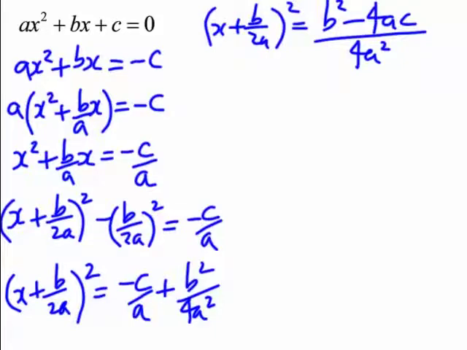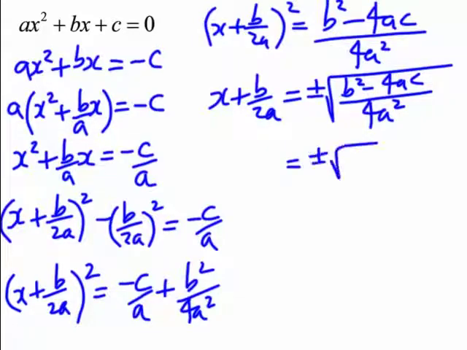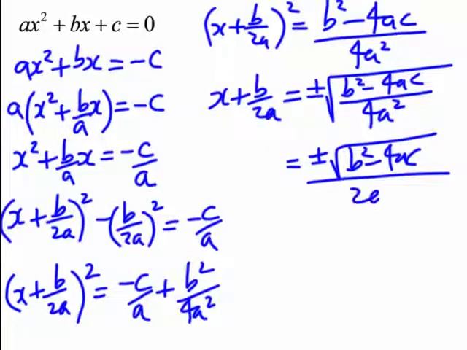Then we take the square root of both sides, so we end up getting x plus b on 2a is equal to plus or minus the square root of b squared minus 4ac over 4a squared. Now, I can use one of the surd laws, which says the square root of a over b is equal to the square root of a over the square root of b, which means I can break that up into plus or minus the square root of b squared minus 4ac, all over 2a. That's the x plus b on 2a.